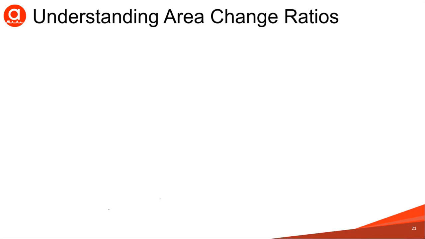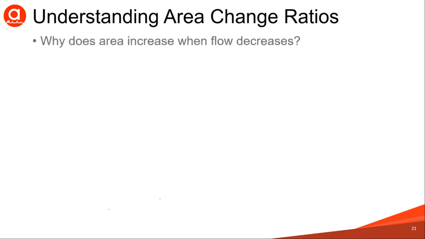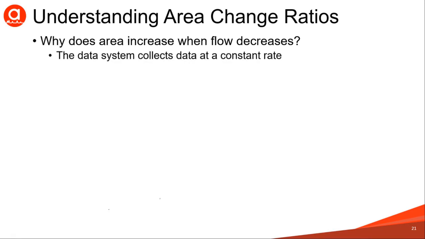So if you look at that previous slide with the change ratios, you might ask yourself, why does the area increase when the flow decreases? Well, there's a simple reason for that. The data system collects data at a constant rate. This is independent of everything else in the system. Once the run starts, it's collecting data at a specific data rate.